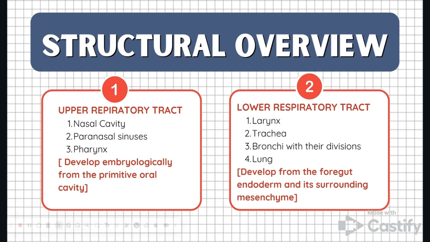The lower respiratory tract is going to be formed by the larynx, trachea, bronchi with their divisions, and lungs, and they develop from the foregut endoderm and its surrounding mesenchyme. I hope I pronounced that correctly.